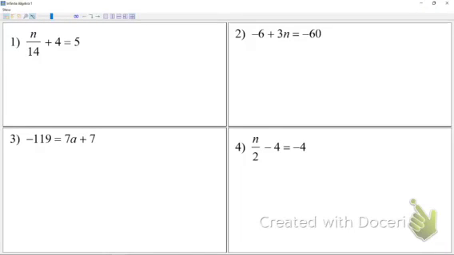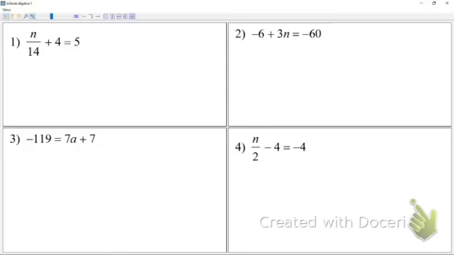Hey guys, hope you're having an okay morning so far. We're going to go ahead and go through this review very quickly. On numbers 1 through 4, these are two-step equations. Just checking to see where you guys are at here.